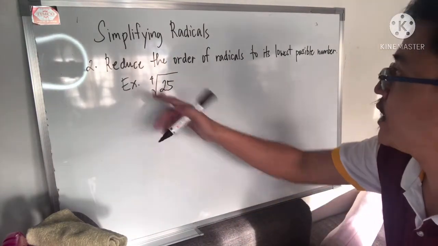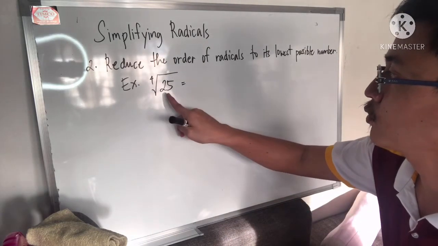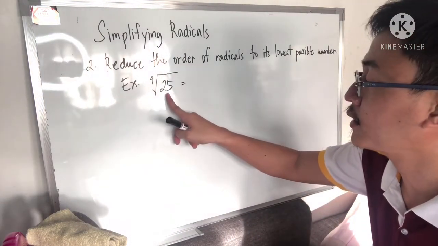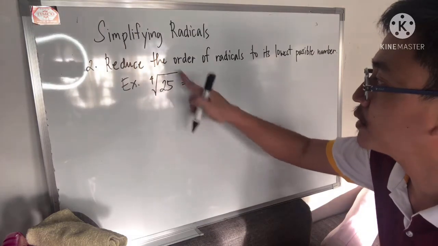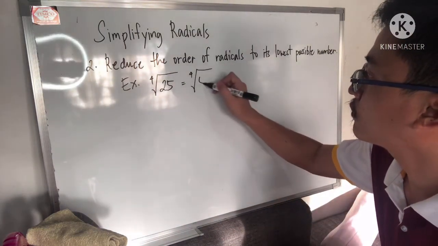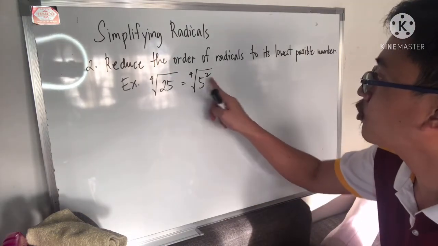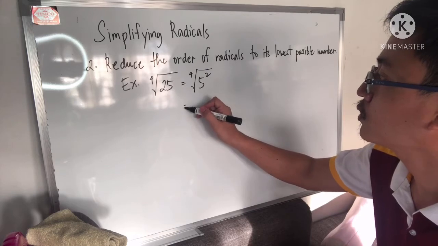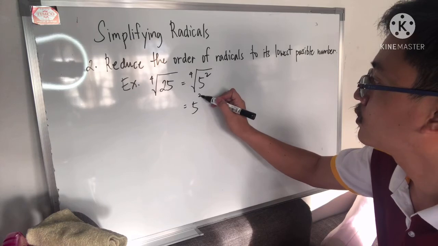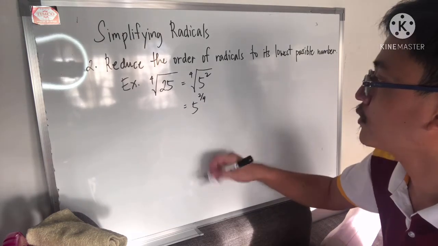So, to reduce the index, we know that 25 is a perfect square number. Okay? So what we'll do is turn 25 into the 4th root of 5 squared. They're the same thing. And then we'll convert this into a rational exponent. So that is 5 raised to 2 over 4.